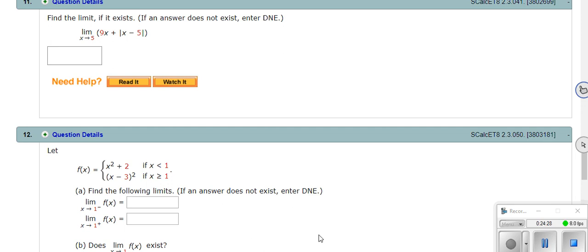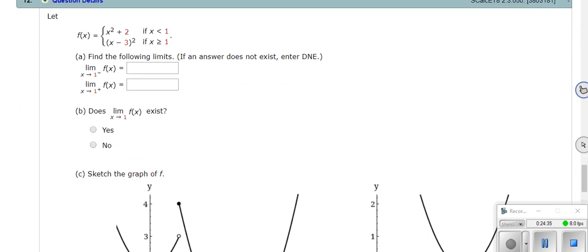12. So we've got, find the following limits. That gives us a piecewise function going on here, right? Y'all remember piecewise functions where we restrict the domain? So for all x's less than 1, this top one is our function that we're graphing. For all x greater than or equal to 1, this is the function that we're graphing. So it's totally restricted on our domain.